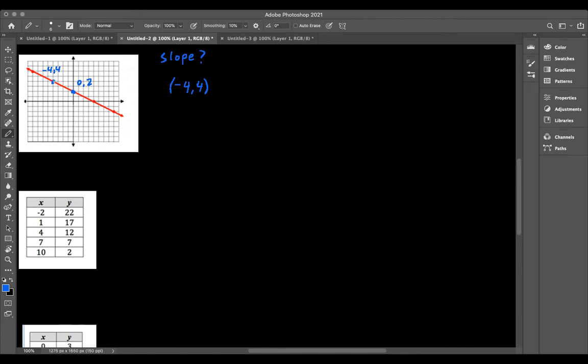But right here, I just use this coordinate point here. I use negative 4 and 4 because that's the coordinate point here, and then we use 0 and 2. And that's the other coordinate point.